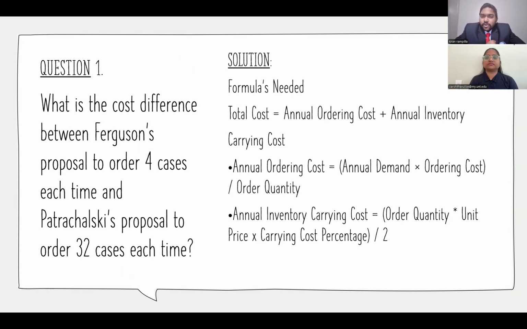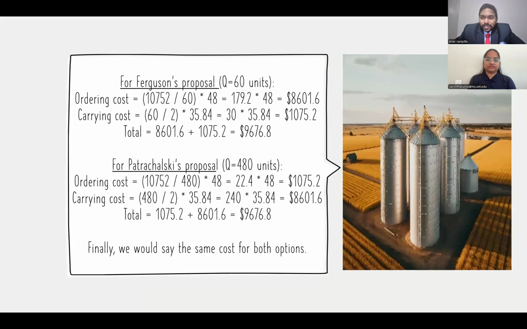We are using total cost formulas where we combine the carrying cost and annual ordering cost. Surprisingly, both policies give us the same total cost annually. Because if we reduce the number of units ordered, the ordering cost increases, and if we increase the number of units ordered, the carrying cost increases. So surprisingly, both policies give us the same total cost. So here there is an indifference point.